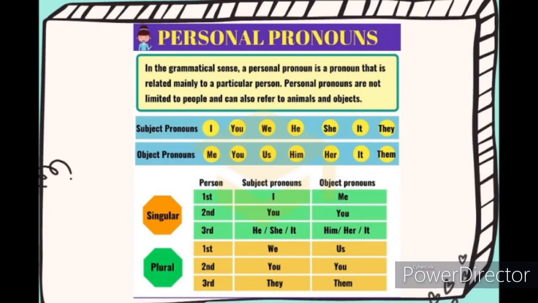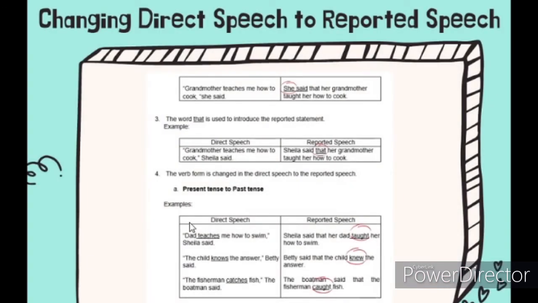Let's take a look back at the personal pronouns: I, you, we, he, she, it, they, me, you, us, him, her, it, and them. They could be classified into singular pronouns and plural pronouns. And the third step is the word that, to be added after the speech tag, which includes the speaker. It could be the name of the speaker or the pronoun, and any verb that explains the speaker telling the statement. Number 4 is all about the tense of the verb in reported speech, and there are two tenses.